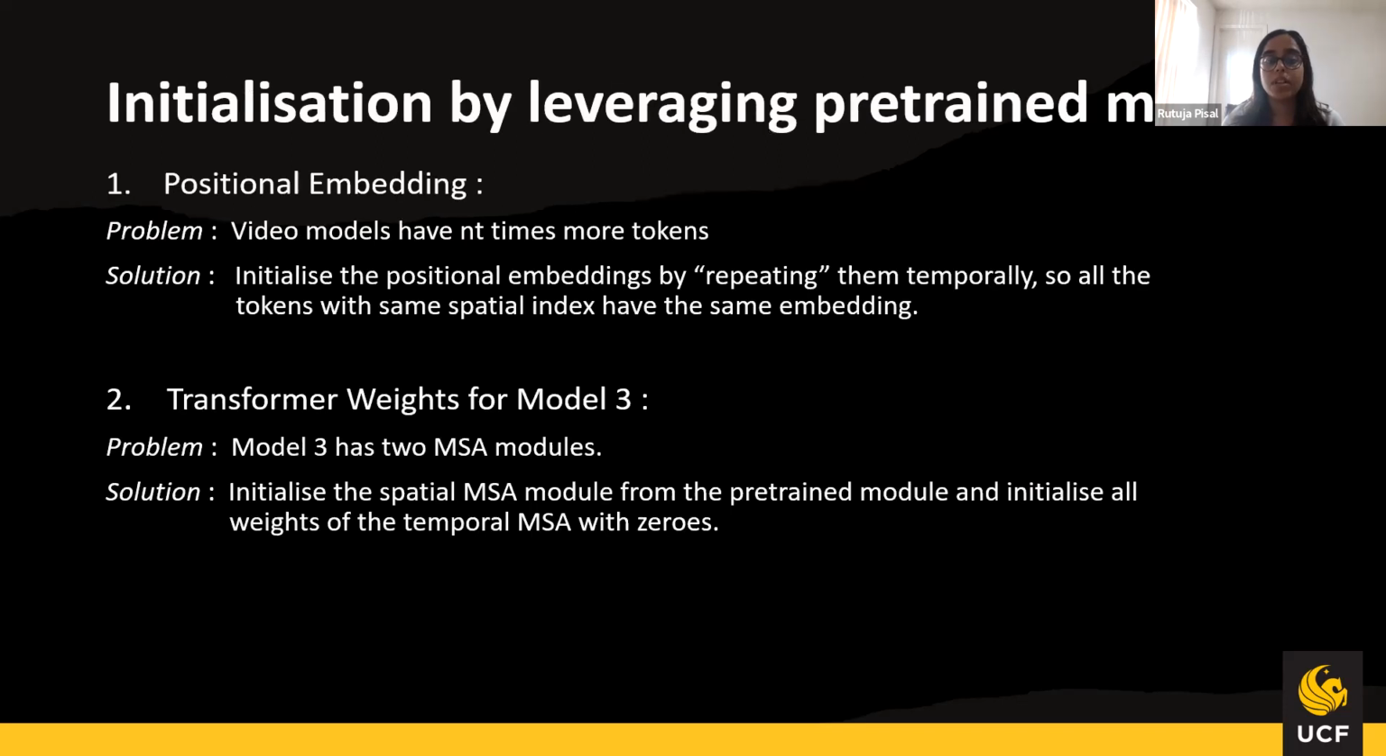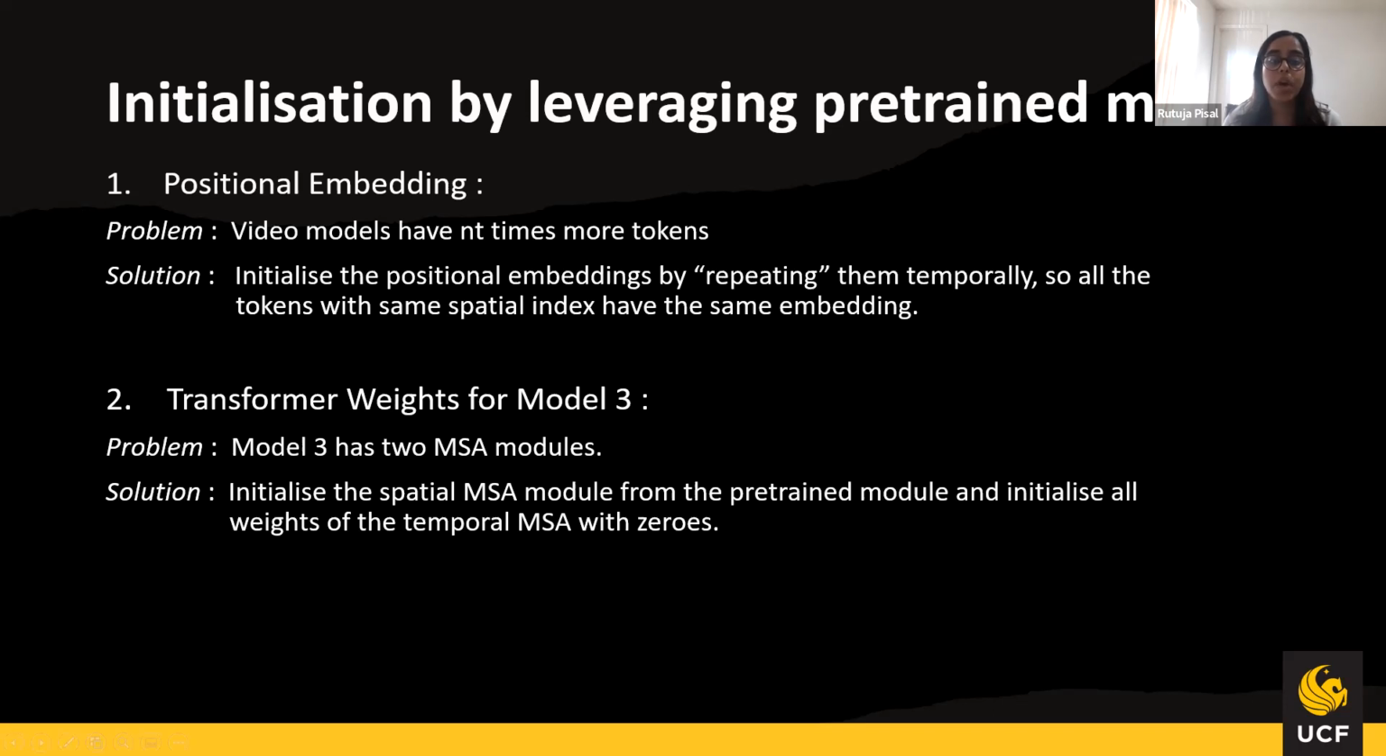So these were the 4 models that the authors have proposed. Now next we see how initialization can be done by leveraging pre-trained models. Now we know that ViViT has been shown to be effective only when trained on large-scale data sets. But the largest video data sets such as Kinetics have several orders of magnitude less labeled data. So because of that, training large models from scratch to high accuracy was extremely challenging.